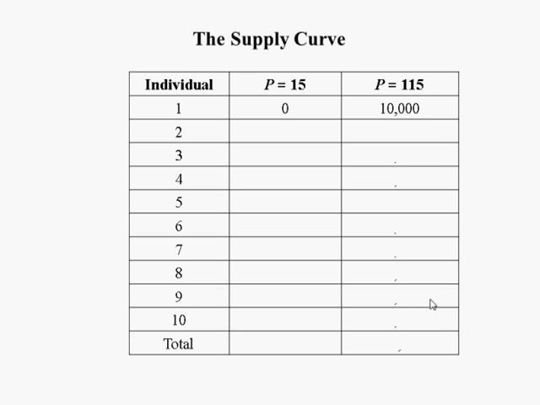However, if the price jumps to $115, now the unit profit is 115 minus 50, or $65. So of course, individual 1 is going to turn on the well and pump 10,000 barrels a year. Individual 2 will do the same thing, etc., etc., etc.